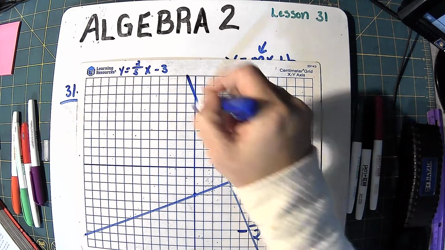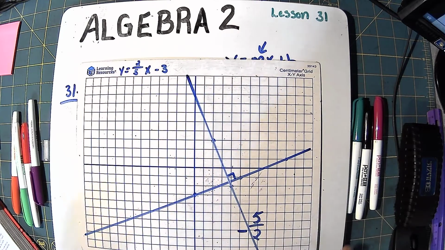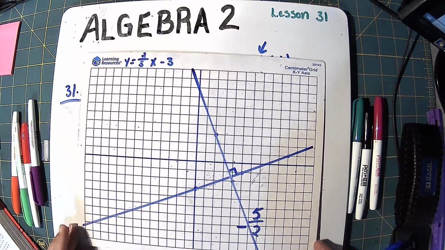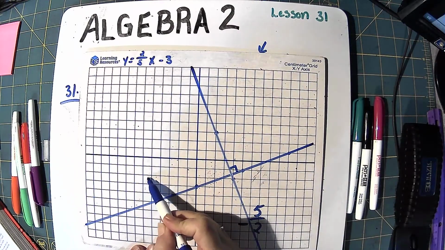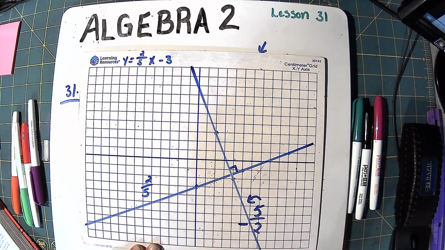But we have to find out what the equation for this line is, and you can do it without graphing it out. That just kind of shows you this one slope is 2 over 5, and then this one slope is negative 5 over 2. Okay?